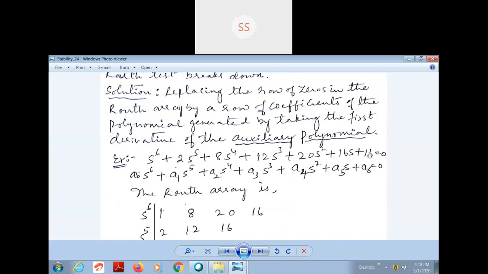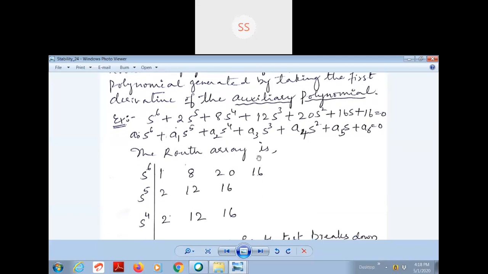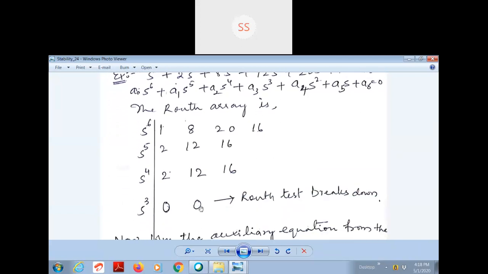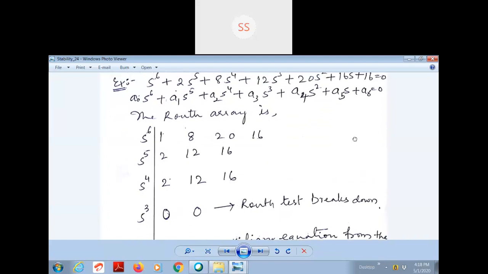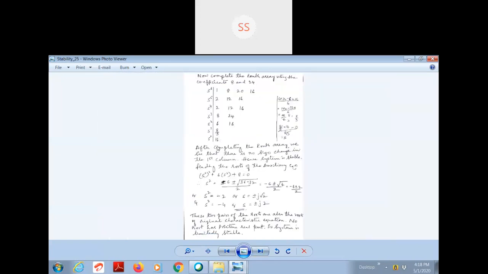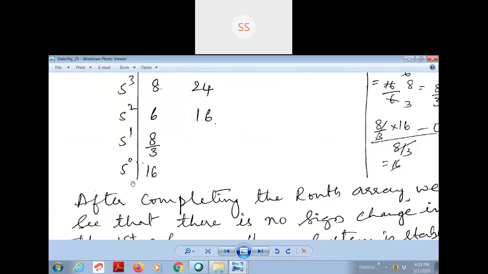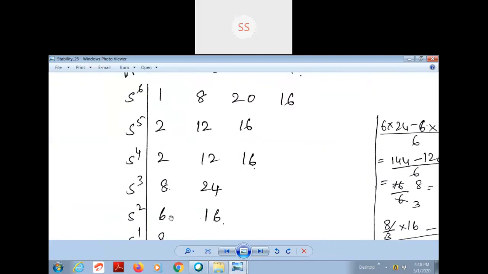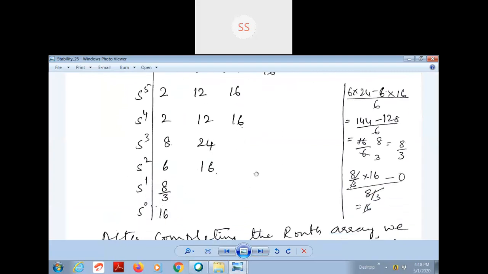Now this 16 is nothing but the last coefficient, A6, also. So A6 is 16. Even assume that if this particular characteristic equation did not face the problem of the zeroth row, then in that case also for s to the power of 0 we were supposed to get 16 as the last row answer. And now here also we are getting the same 16 in the place of the s to the power of 0 row. So now this is the completed Routh array.